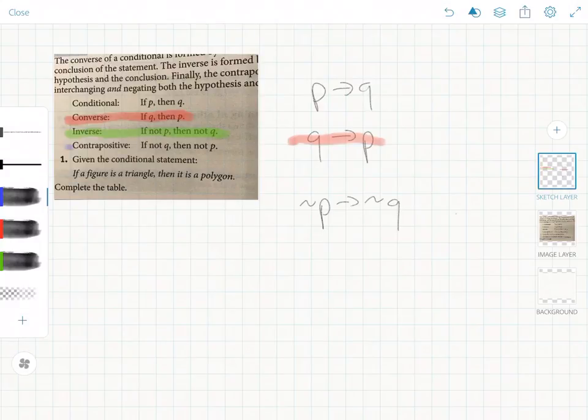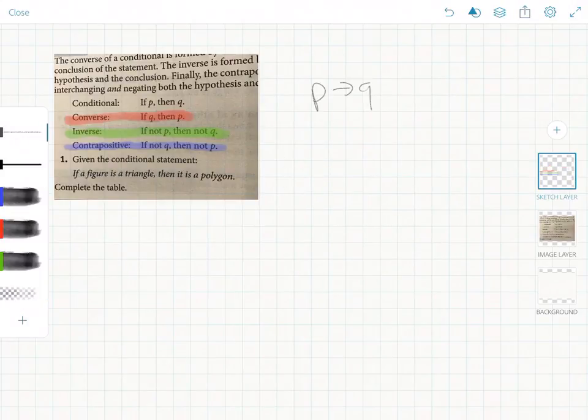And then lastly, we have the contrapositive. And that is a combination of the inverse and the converse. We switch the order of the hypothesis and the conclusion, and we negate them both. If not Q, then not P. So inverse, converse, and contrapositive go right alongside conditional statement. And let's look at that in the context of an actual example.